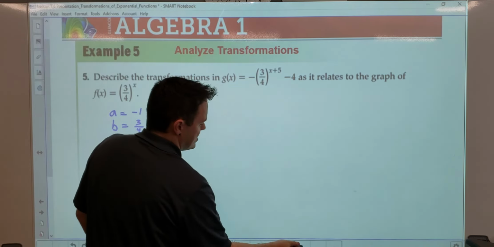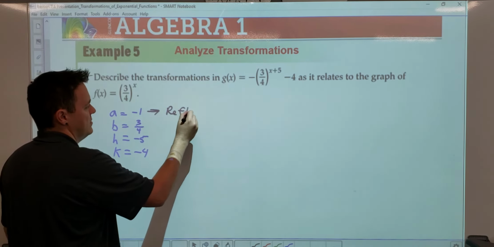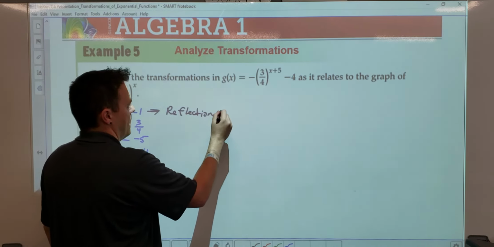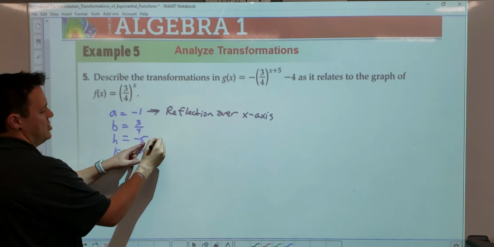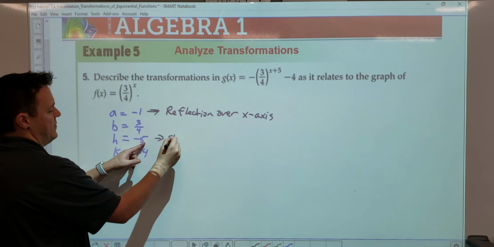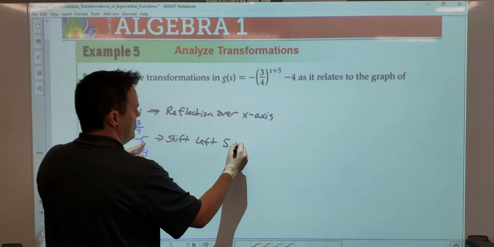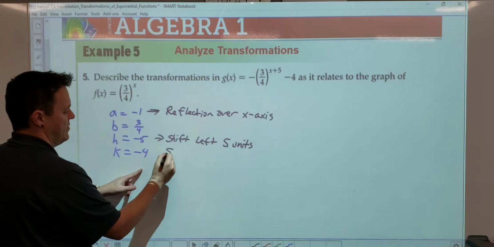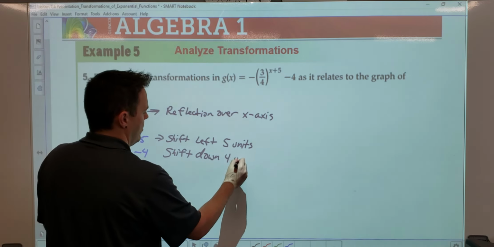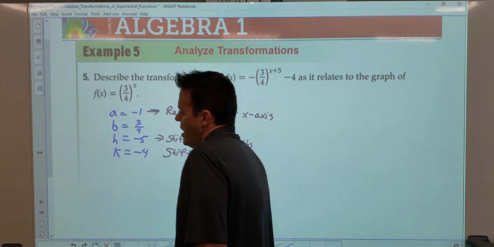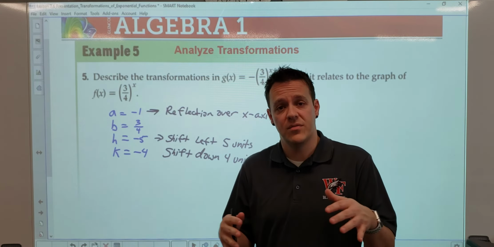So if you graph this, this is a reflection over the x-axis. And then you would be shifting left 5 units, and then you would shift down 4 units. Please make sure you guys can figure this out. Learn how to do the shifting back and forth.